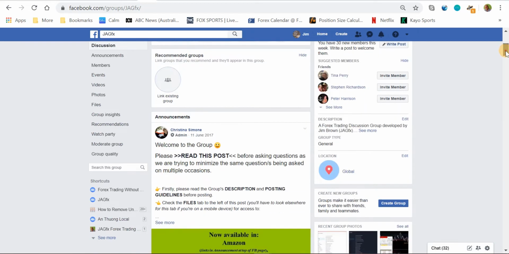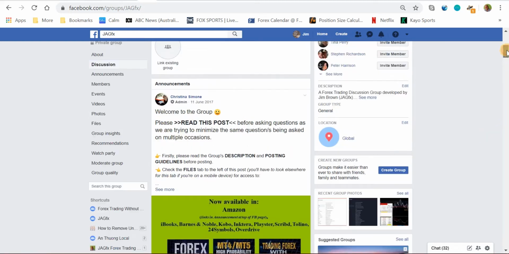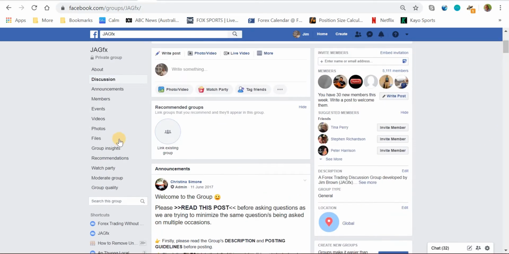In here, obviously, I always suggest if anyone's new to the group, please read this top announcement post from Christina. If you click on there, see more, it tells you where everything is. In a nutshell, if you go to files on the left here, also remember you got this search option. Say for example, you're struggling with a Mac, you don't know how to load on a Mac, you can just put Mac in here and it'll take you to all the posts that are Mac related. There's a fair few, lots of people got Macs.